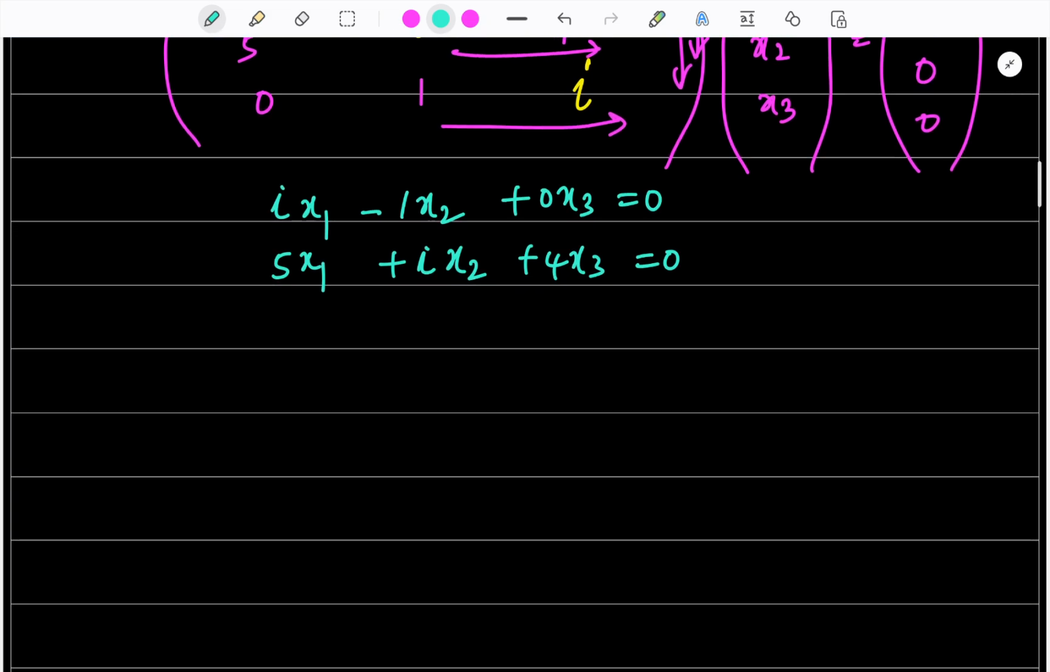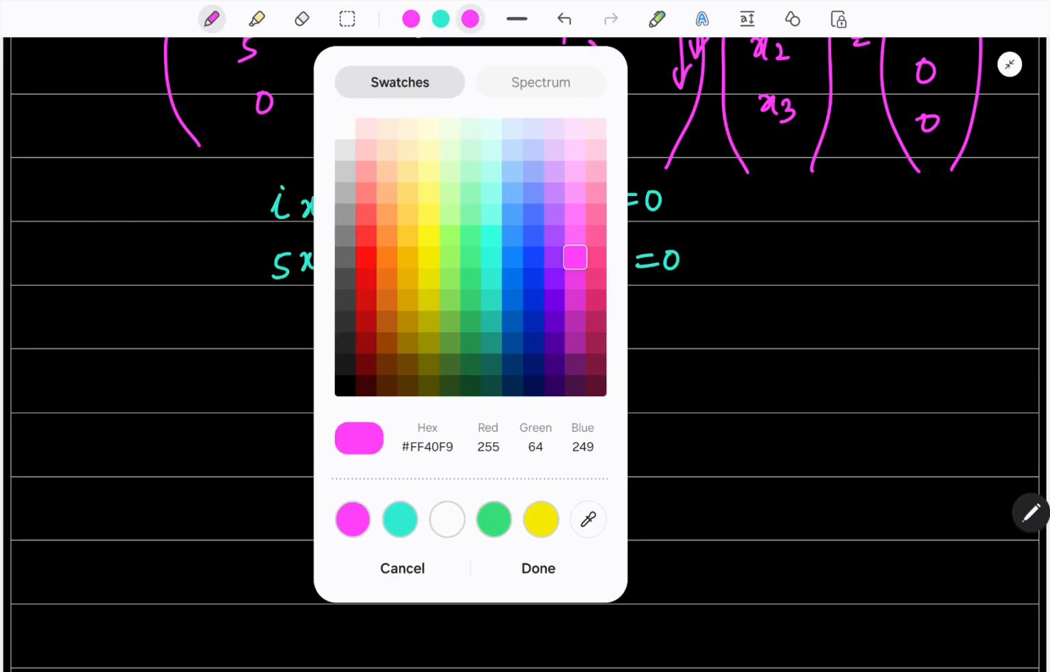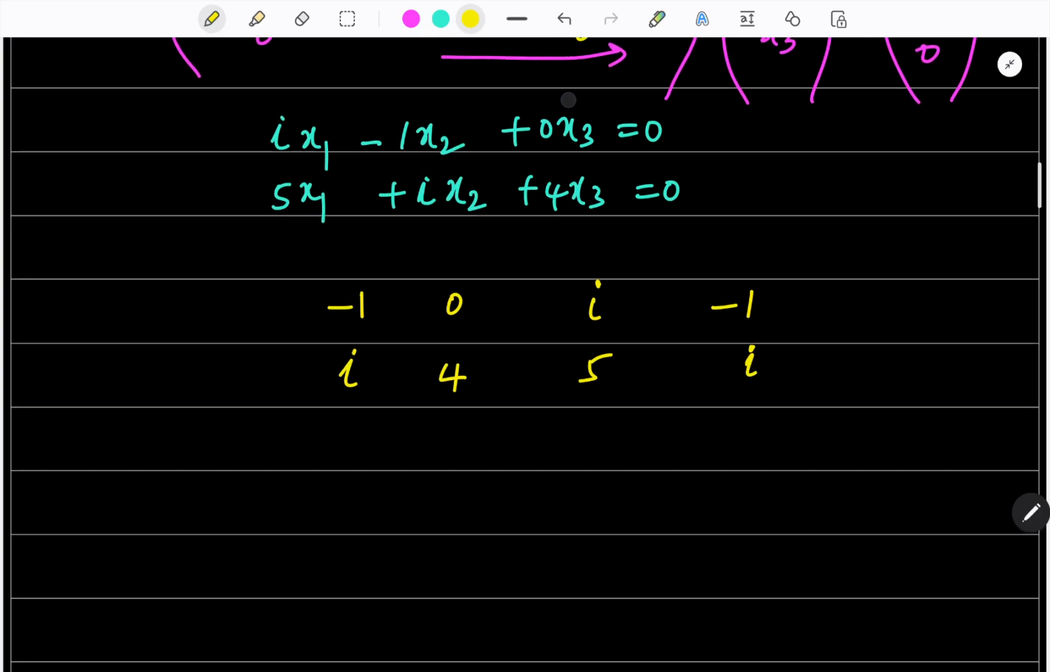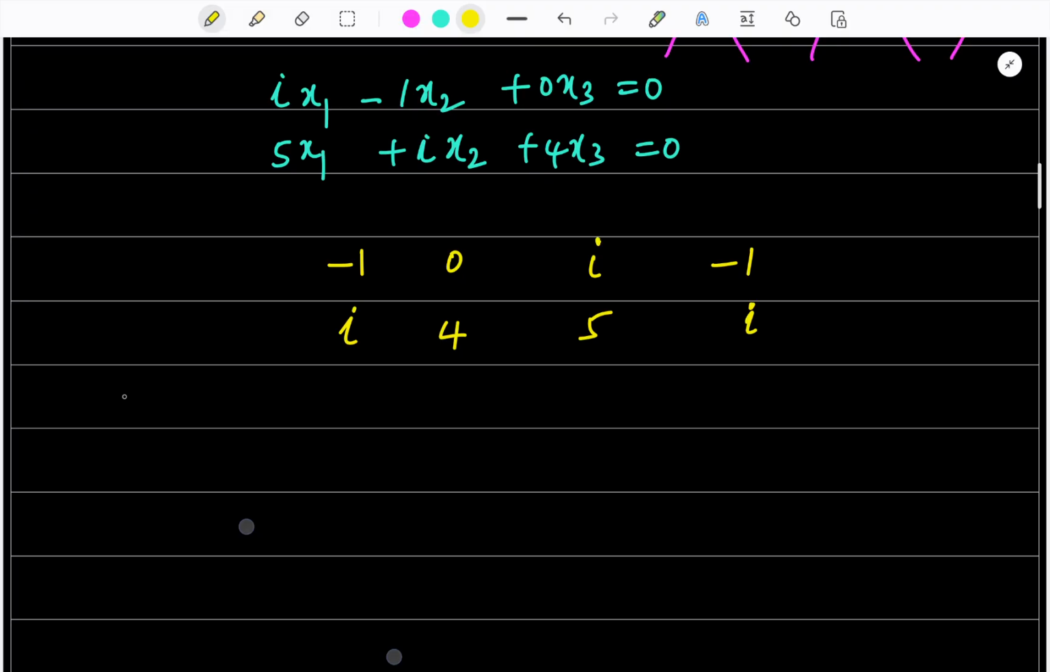Now method of cross multiplication, start from the middle. Minus 1, right? Start from the middle. Minus 1, and then 0, i, then minus 1, i, 4, 5, and then plus i. Again I'll tell: minus 1, 0, i, minus 1, and then i, 4, 5, i. So x1 divided by x2 divided by x3 divided by.